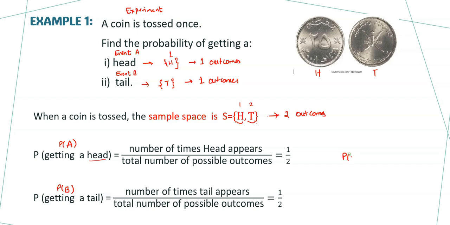So you say that probability of A is greater than 0. It lies between 0 and 1. Same as probability of B. Also, if you add both probabilities, what do you get? 1 by 2 plus 1 by 2, which is 1. Okay, so the property of probability that I told you earlier is satisfied here. Let's move to the next example.